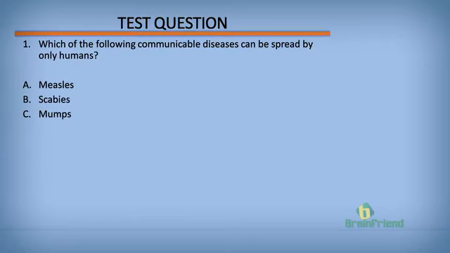So we are going to quickly take some test questions based on what we have learned in this lesson. 1. Which of the following communicable diseases can be spread only by humans? A. Measles. B. Scabies. C. Mumps. The correct answer is mumps. So from our lesson, we learned that mumps can only be spread from one person to another.